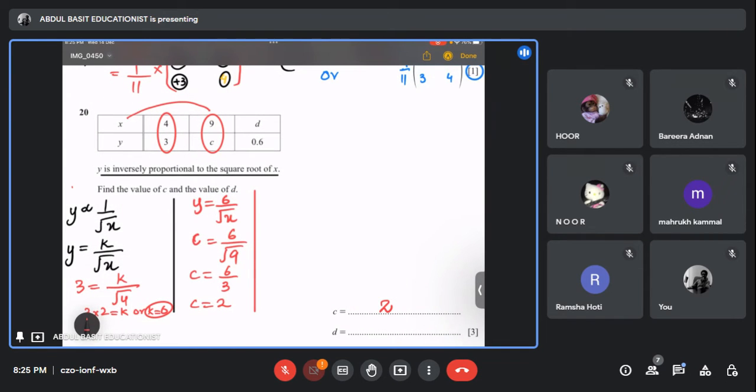So to find this out, we know that we have to put in place of x. So y is equal to 6 divided by square root x, and y is equal to 0.6, so 0.6 is equal to 6 divided by square root d. We need to find out d.